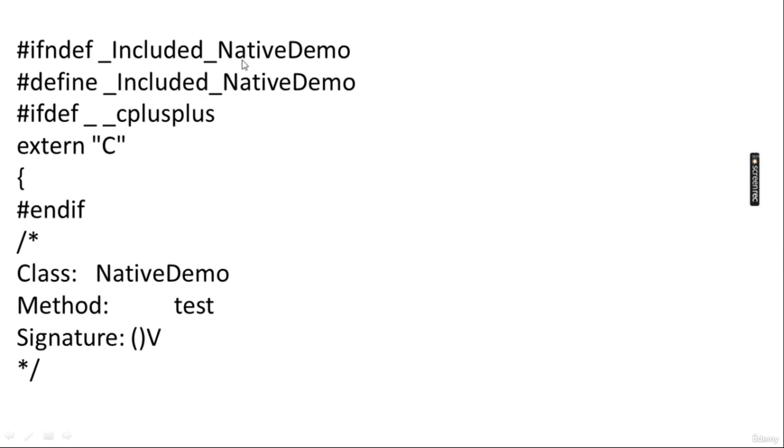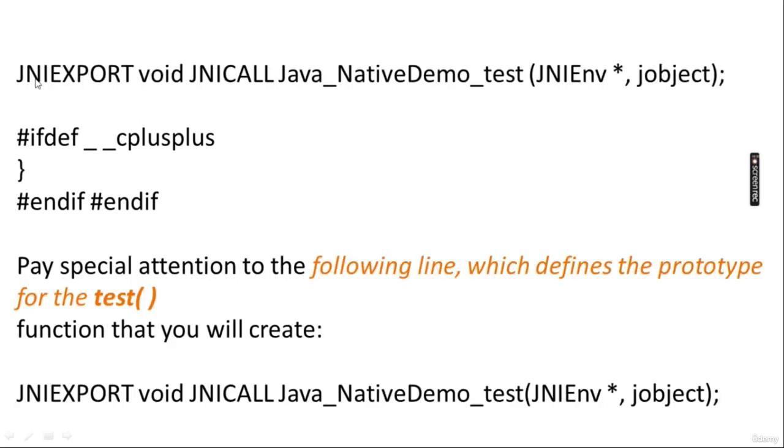#ifndef _Included_NativeDemo, #define _Included_NativeDemo. #ifdef __cplusplus, extern "C". So extend the C keyword, then #endif. Class NativeDemo, method test, signature ()V. JNIEXPORT void JNICALL Java_NativeDemo_test(JNIEnv *, jobject). Then #ifdef __cplusplus, #endif, #endif.